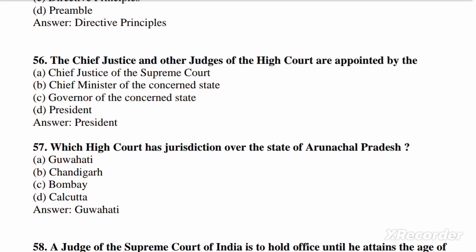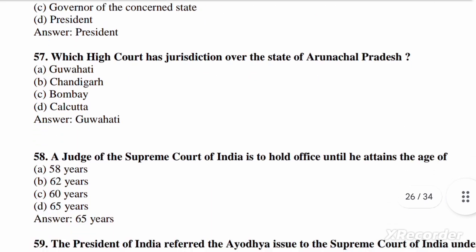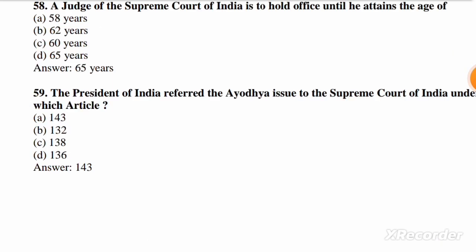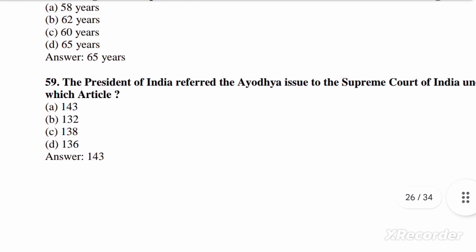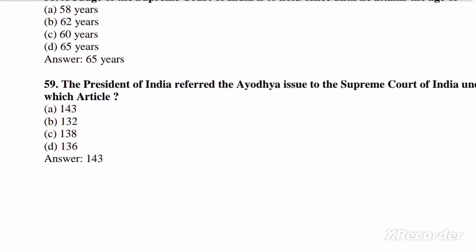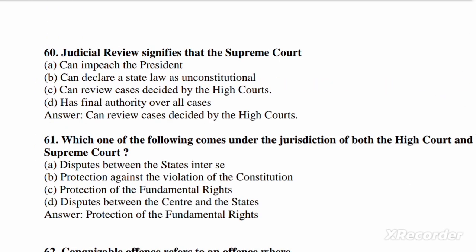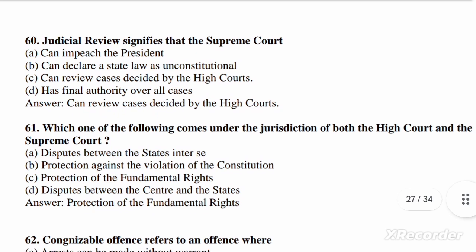Answer. Guwahati High Court. 58. A judge of the Supreme Court of India is to hold office until he attains the age of 65 years. 59. The President of India referred the Ayodhya issue to the Supreme Court of India under which article? Answer. Article 143. 60. Judicial review signifies that the Supreme Court can review cases decided by the High Courts.